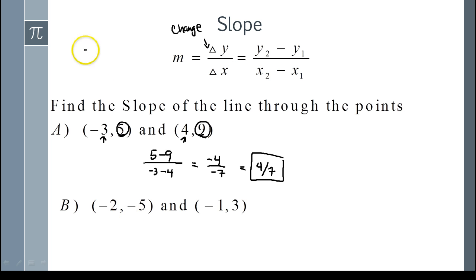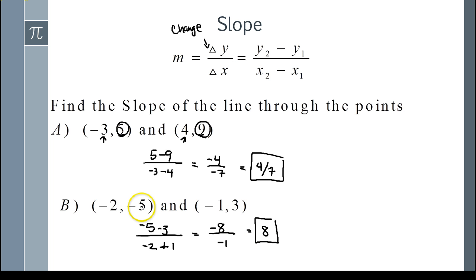For letter B here, go ahead and hit pause and then find the slope on your own, please. We should have gotten a slope of 8 for letter B. I took my -5 and I subtracted my 3 to get the -8 on top. Then I did -2 minus a -1, so it became a +1. That gave me -1 on bottom. The negatives canceled and I just got 8.